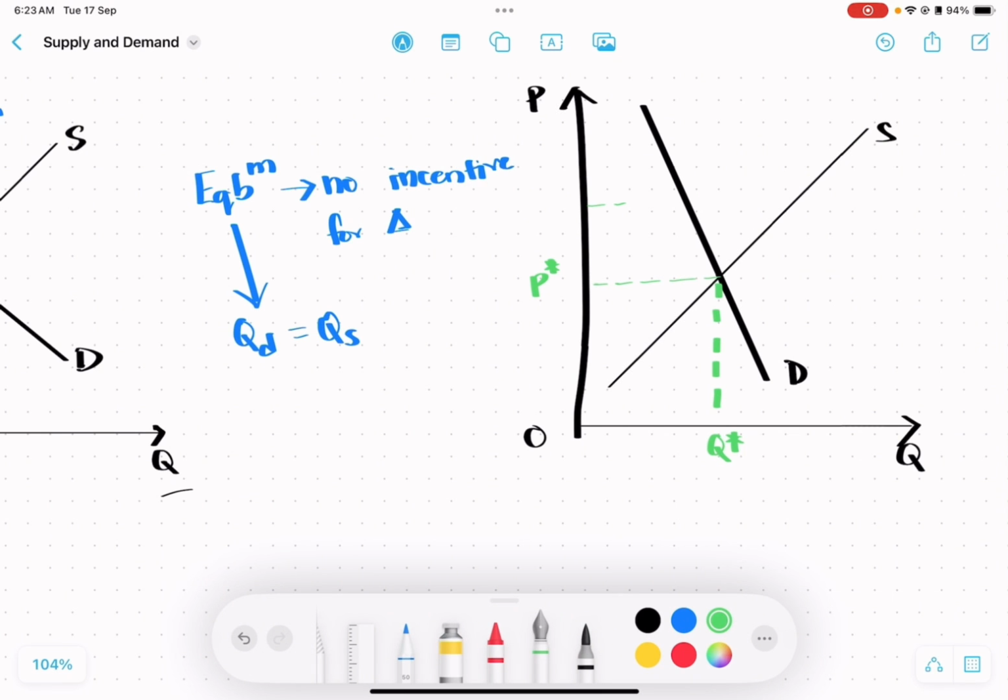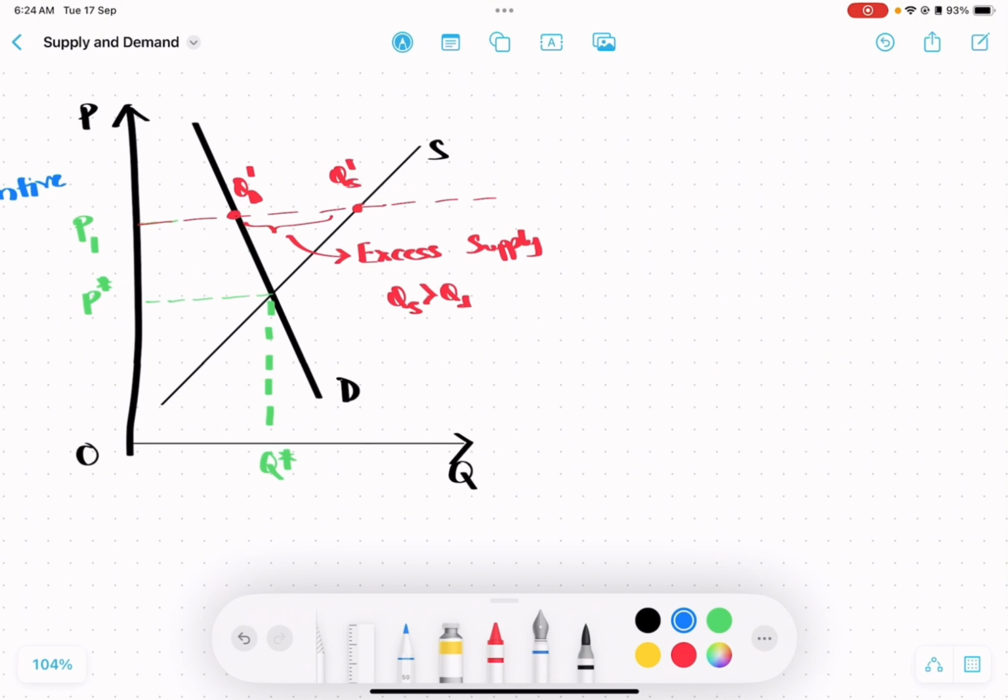So let's say the price is higher than P star. Let's say the price is P1. At P1, you see quantity supplied is here, right? But quantity demanded is here. That means there's this gap. This gap is called excess supply. All right? Excess supply means quantity supplied is greater than quantity demanded.